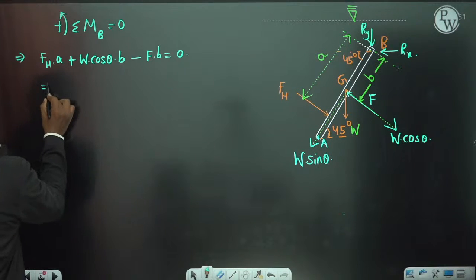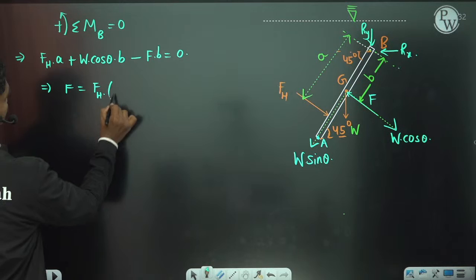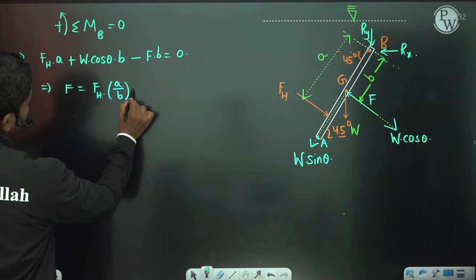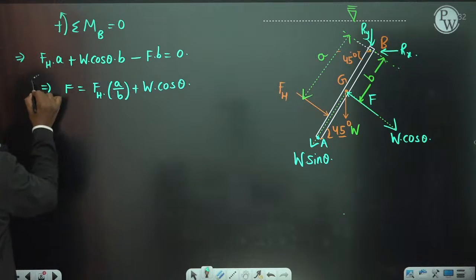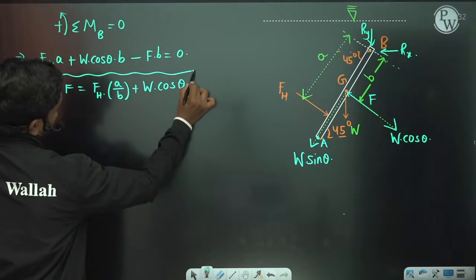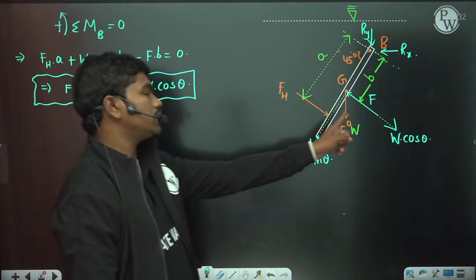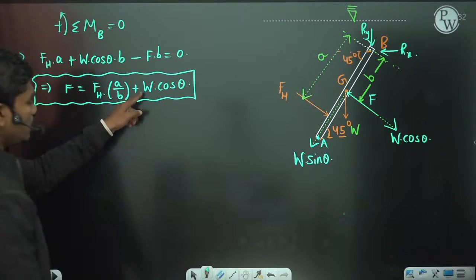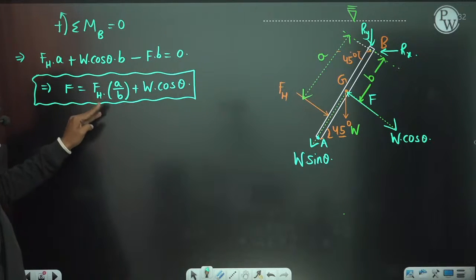From this equation, the expression for F is equal to Fh times A by B plus W cos theta. This is the expression for the calculation of the force F which you are applying. Now, W is given, the weight of the plate is given, the mass is given. So we need to calculate three quantities: A, B and Fh.